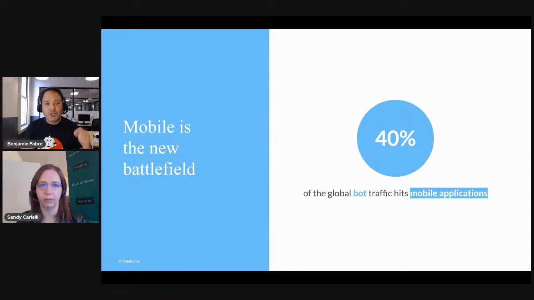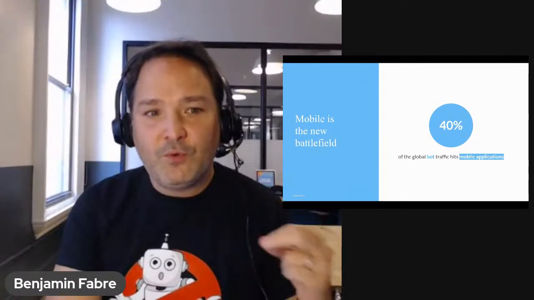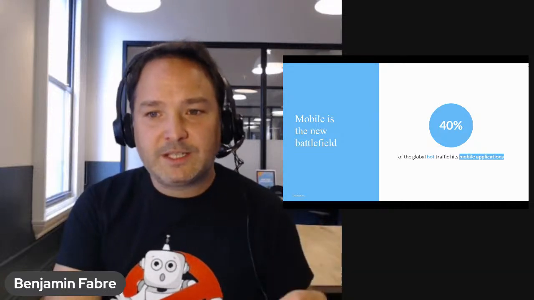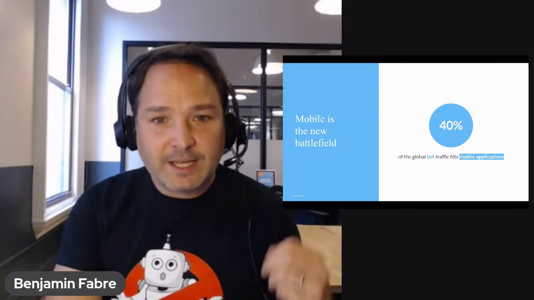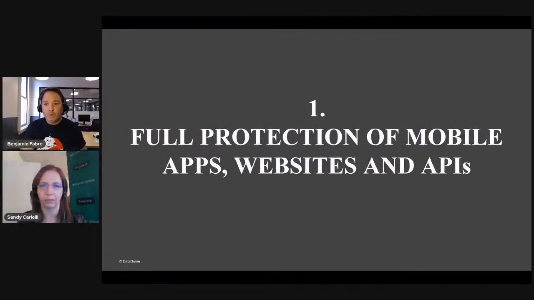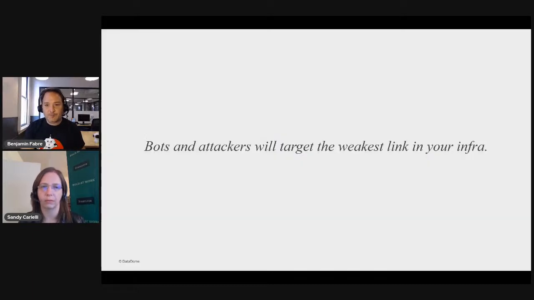Before starting, let me share with you just one number: 40%. 40% of the global bot traffic hits mobile applications. So that means today mobile is definitely the new battlefield, which means that protecting a business against online fraud is no longer about protecting their websites. Businesses must take a comprehensive approach to protecting their applications. Why? First of all, because bots and attackers will look for and target the weakest link in your infrastructure.